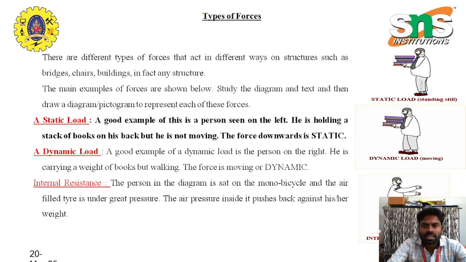Next, we have the different types of forces, and they act in different ways on structures such as bridges, chairs, buildings, and in fact any structure. A main example of force is given as the static load and the dynamic load. A good example of a static load is the person seen on the left. See in the diagram, the first one is a static load. He is holding some weight and standing stiff, and even though he is holding the load, it is called a static load analysis.